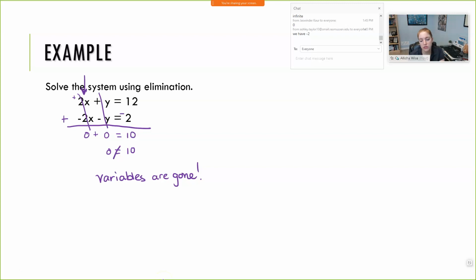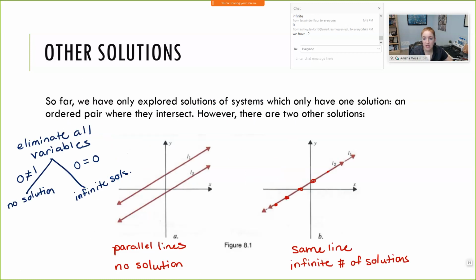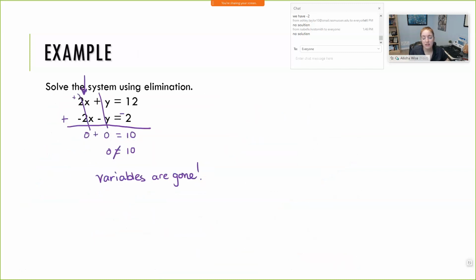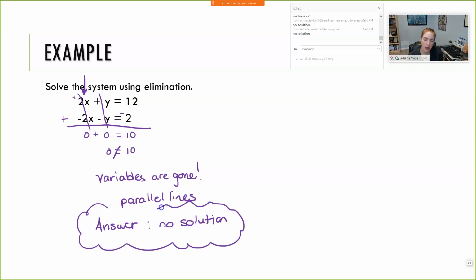So what should our conclusion be? So once variables are gone, you go, wait, this is a special situation, and you hop back over here. So do you think our answer should be no solution or infinite solutions? It should be no solution. And the reason for that is because you have two numbers which are not equal. So our answer is no solution. Essentially, these are parallel lines. So no solution, yay. Okay. Boop, all done.